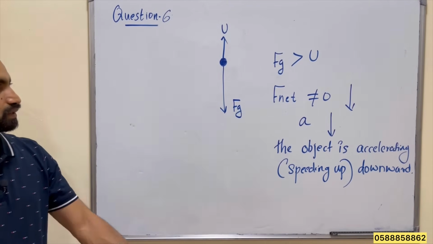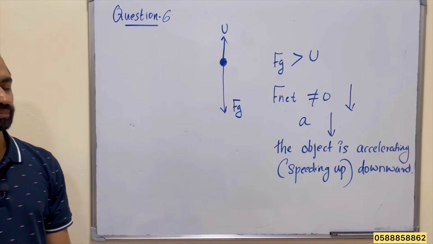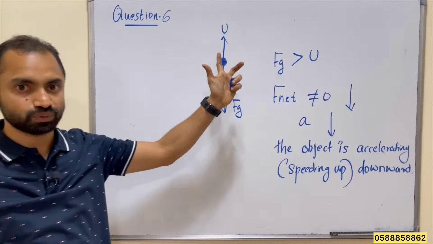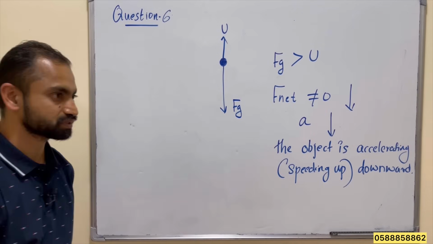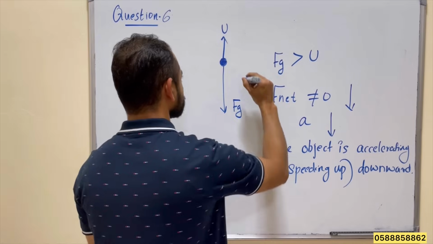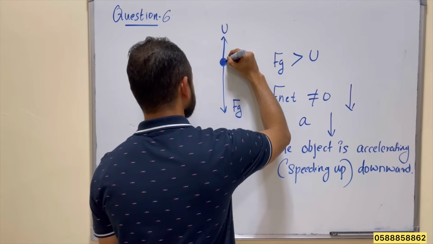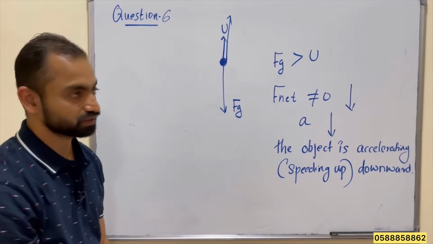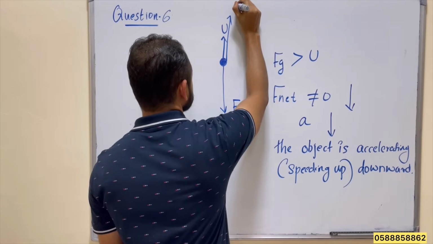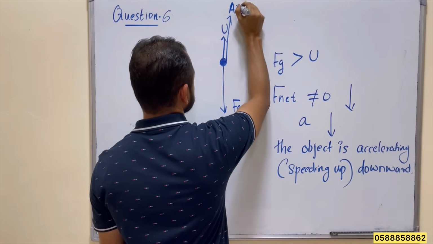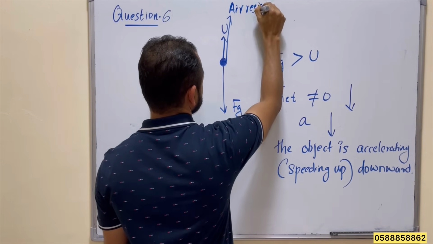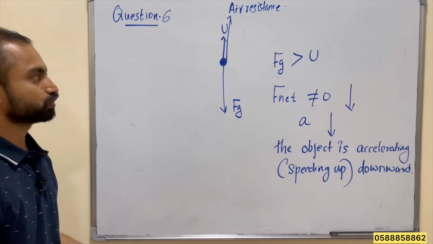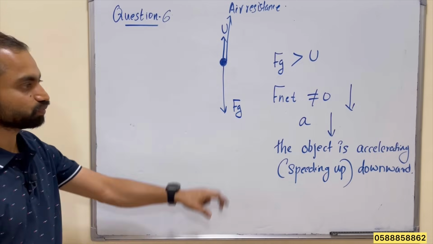Okay. Suddenly, for example, the skydiver opens the parachute. When he opens the parachute, what happens? There will be drag force. There will be drag force, air resistance. So there is bigger air resistance, drag force or air resistance. I will write air resistance. Now the upward force is greater than the downward force.